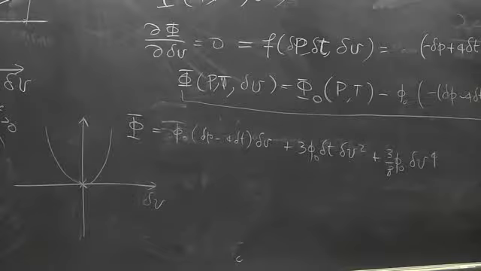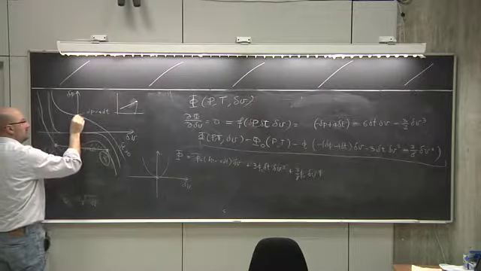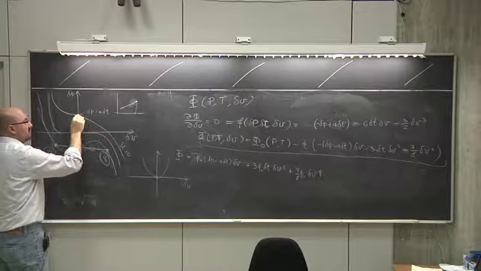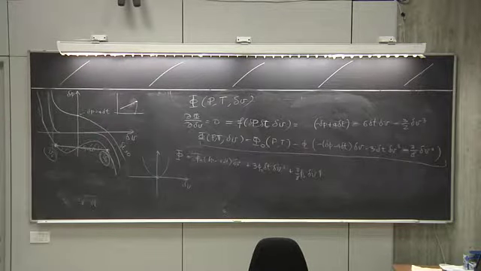I'm looking here at dp equal to 4 dt, and I get that delta v is equal to 0. It's the minimum of the enthalpy. It's the equilibrium state, because we said that the equilibrium state for constant pressure and temperature is obtained by minimizing the enthalpy.